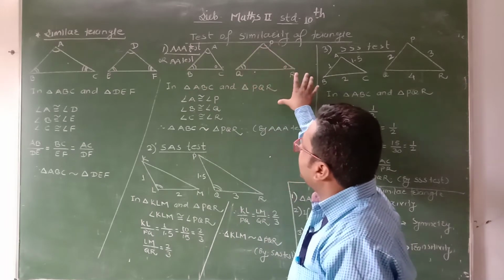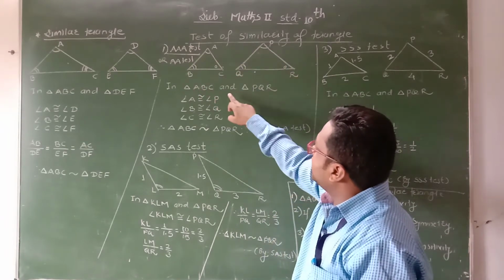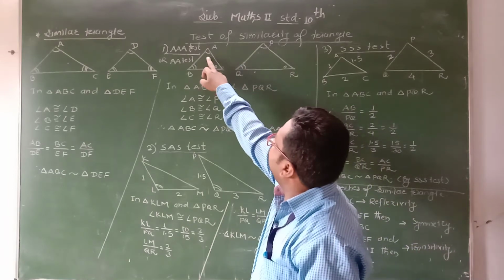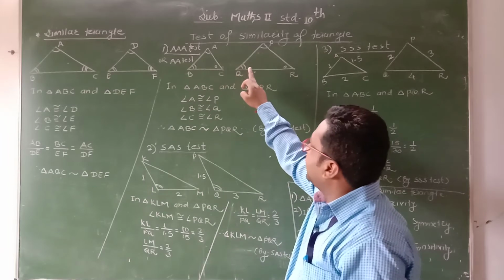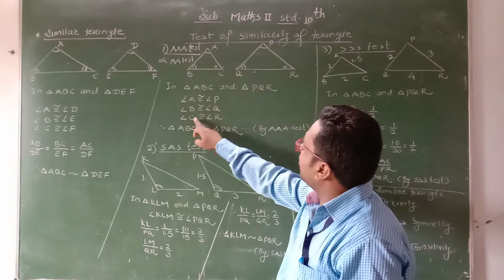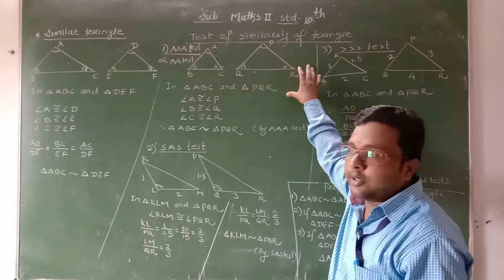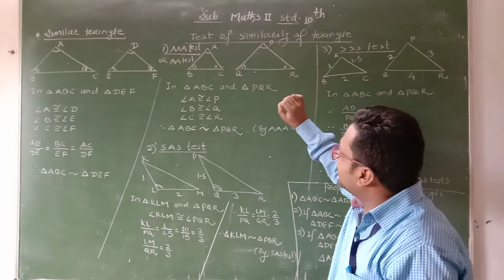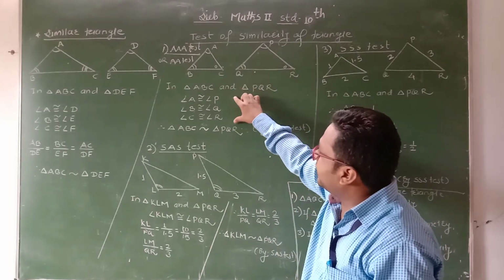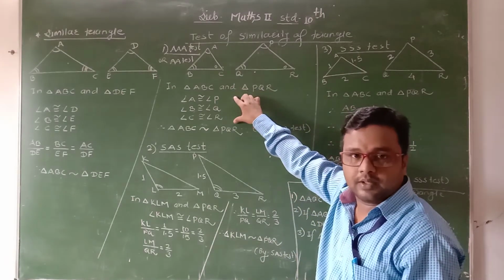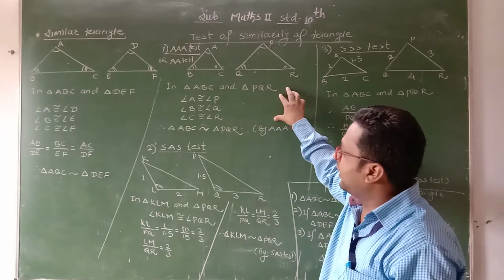Here I take two triangles, triangle ABC and triangle PQR. In these two triangles, angle A is congruent with angle P, angle B is congruent with angle Q, angle C is congruent with angle R. Congruent angles are represented by the same symbol. Okay. There is no information about their sides. But these three conditions are fulfilled there. Correct? Three corresponding angles are congruent in these two triangles.